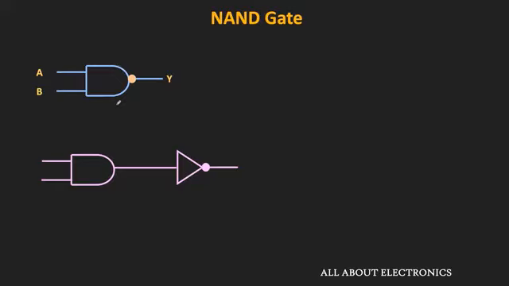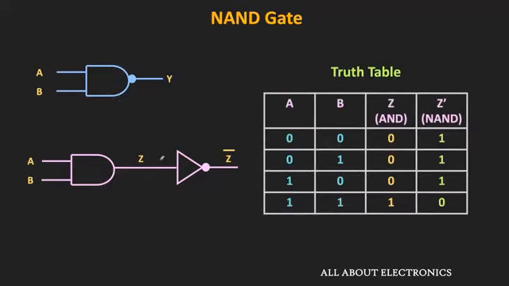And its Boolean expression is equal to AB bar. That is the complement of the output AB. So now let us see the truth table of the two input NAND gate. Now we have already seen the truth table of the two input AND gate, right? So let's say the output of this AND gate is equal to Z.